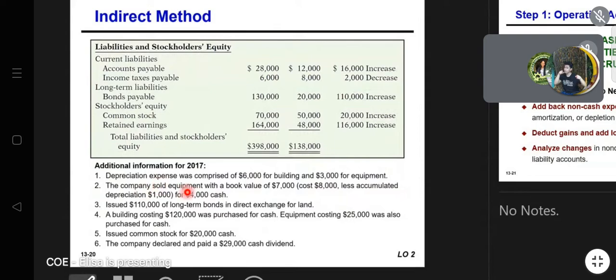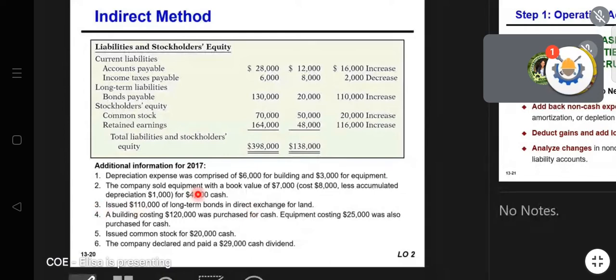And then, the company sold equipment with a book value of 7. Cost is 8,000, less accumulated depreciation 1, for 4,000 cash. And then number 3, issued 110,000 of long-term bonds in exchange of direct land.